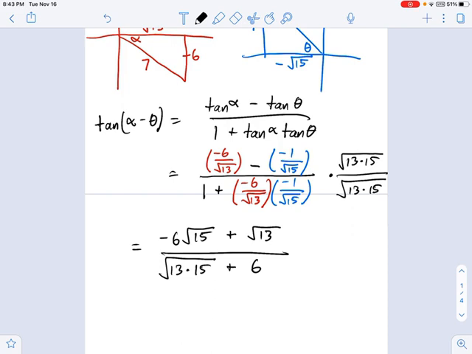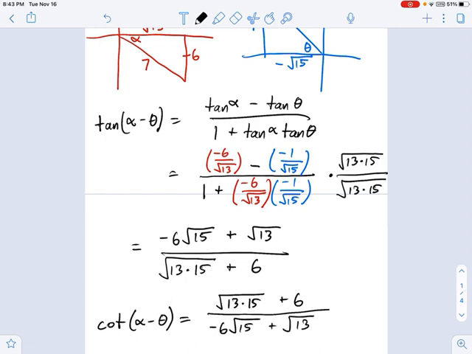That is as far as I can go. There's nothing to simplify in terms of the radicals, right? You might be looking at this one, like maybe we can simplify that, but 15 can't be square rooted, that's just 5 and 3, and 13 is a prime number, so no help there. We're done with tangent. All that's left is to write the cotangent of alpha minus theta, and that's simply this fraction flipped upside down. Root 13 times 15, you can certainly put in what that value equals if you want. I'm just keeping it here so it's very clear where all the numbers are coming from. And then -6 root 15 plus root 13. And there we go. That's our answer.